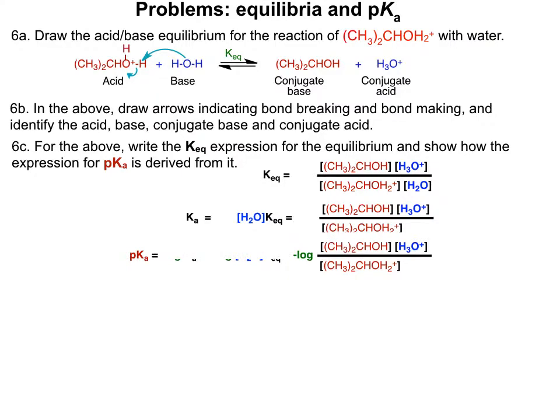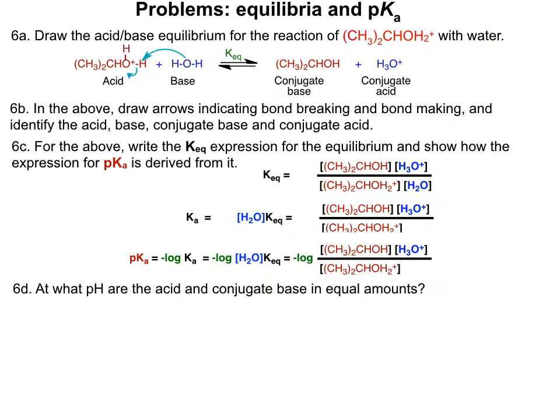And in the next question, at what pH are the acid and the conjugate base in equal amounts? That's going to be -2. Is the Keq greater than or less than 1 at a pH of 0? And I'll stop right there and let you figure this out on your own. This is the last question in this series.